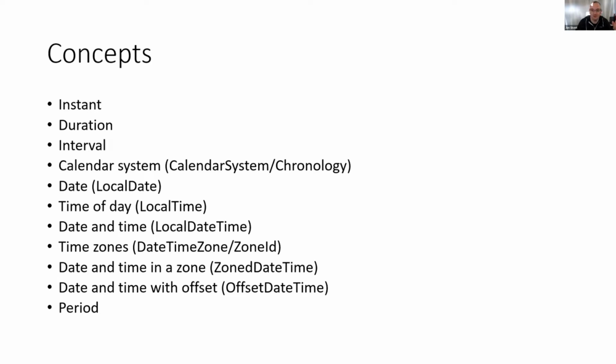So both Noda Time and java.time have these concepts. So where calendar systems are called calendar system in Noda Time, it's chronology in Java. And that's a list of most of the most important concepts that we'll talk about today.